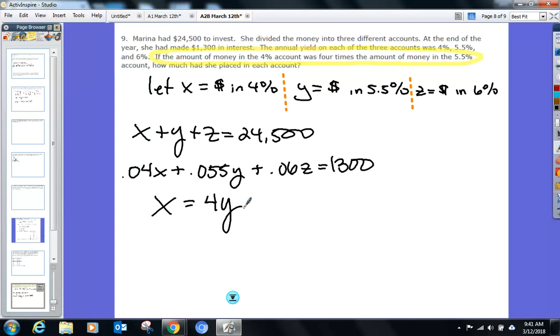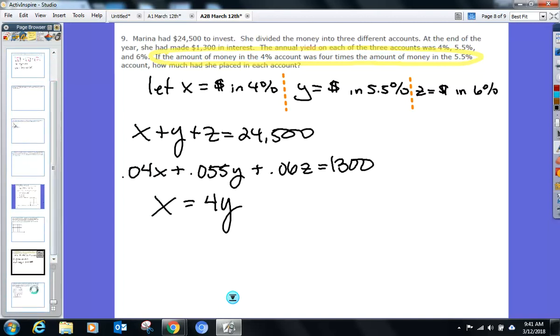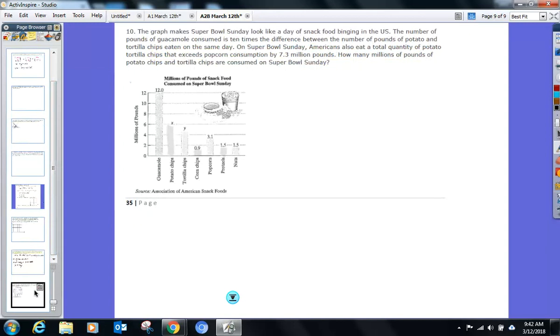All good? And then finally, number 10. I'm not a big fan of this one personally, but put it in there because you got to use the graph as well. All right, so let's grind through this so you can start working on your own. Again, I showed you guys on Friday, I go right to the question. How many millions of pounds of potato chips and tortilla chips are consumed on Super Bowl Sunday? So right there, how many things am I looking for? 2, so I should have 2 variables, 2 equations.